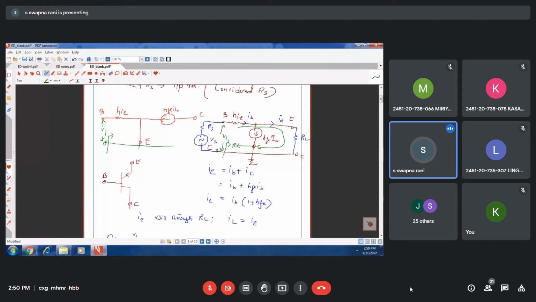If this is the resistance seen by looking into the input terminals, if this is the IB, and you apply KVL to the loop, V1 is equal to IB into HIE, right? So if we bring this IB to the left side, V1 by IB is nothing but the input impedance Ri, which is nothing but HIE. But here you cannot apply the KVL to this loop because there is a current source, right? So that is why I applied KVL to this entire loop.